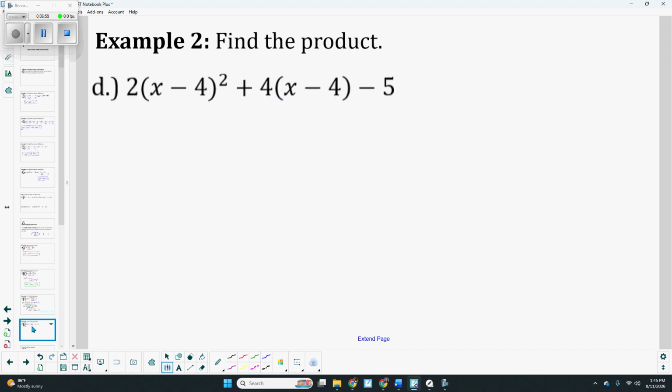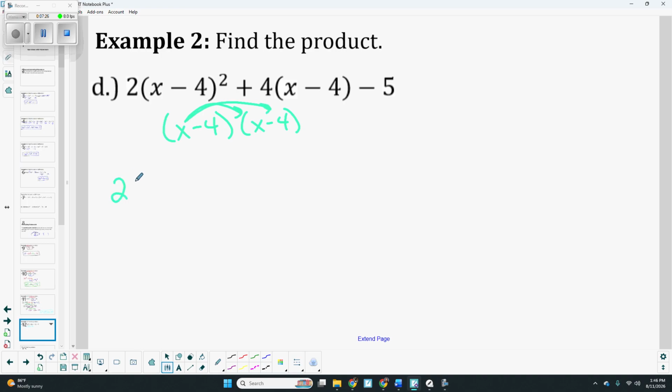And one more together. So it says find the product. This actually looks like I've substituted in an x minus 4 into a quadratic equation, which is something we may have to do. So it's great to see practice that looks like this. So we have x minus 4 being squared here. So remember, that's x minus 4 times x minus 4. So I'm going to take care of this first because that's the only polynomials that are being multiplied.